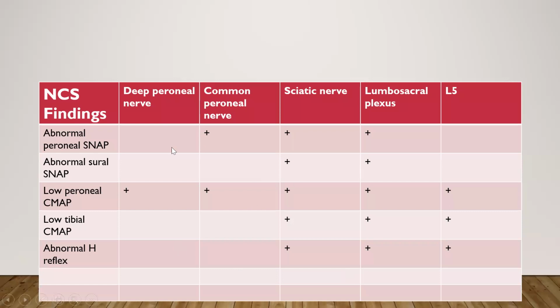So abnormal peroneal SNAP will be there in the common peroneal nerve, sciatic nerve, lumbosacral plexus. In deep peroneal nerve and L5, the SNAPs will be spared. And sural SNAP will be definitely impaired in the sciatic nerve, but it can also get affected in the lumbosacral plexus. Low peroneal CMAP will be seen in all. Low tibial CMAP will be seen in the sciatic nerve, plexus or L5. And abnormal H reflex will be in all of these three: sciatic nerve, lumbosacral plexus, and L5.